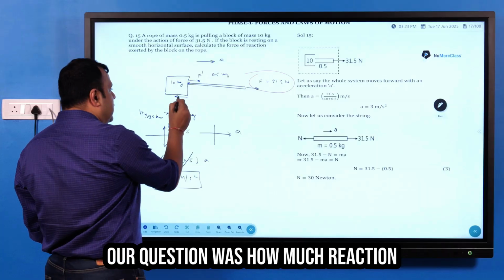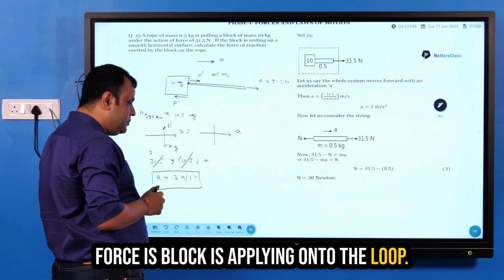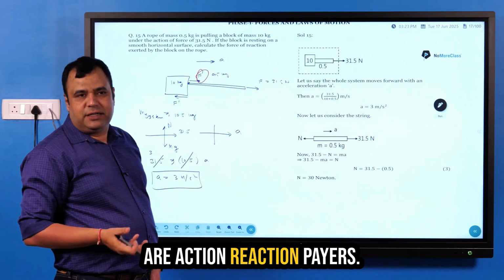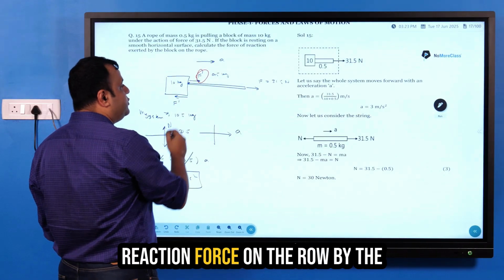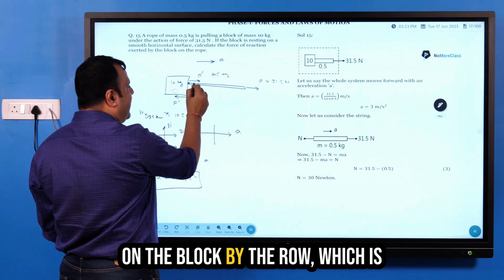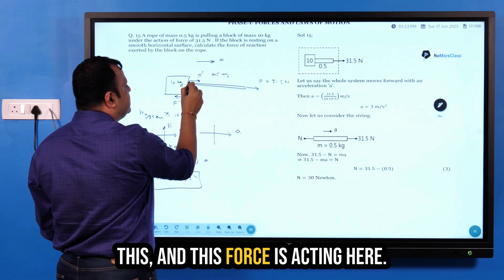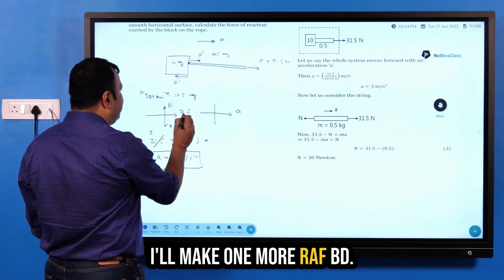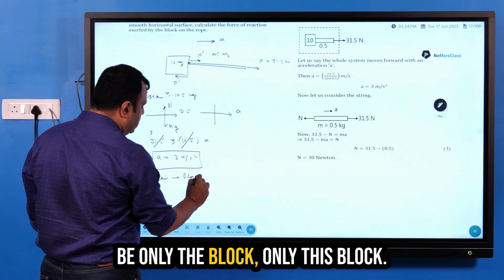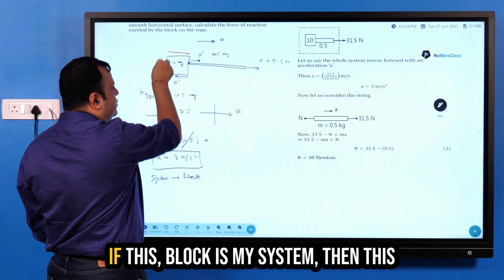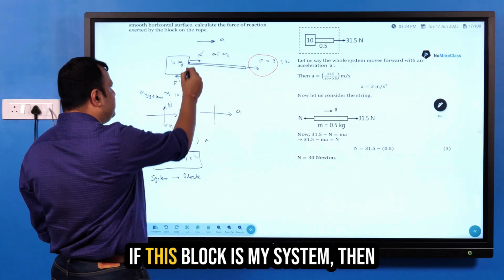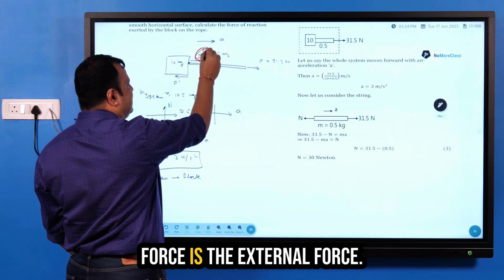Our question was how much reaction force this block is applying onto the rope. So in place of calculating this F dash, I'll calculate the other F dash, because ultimately they are action-reaction pairs. In place of calculating the reaction force on the rope by the block, I'll calculate the force on the block by the rope. I'll make one more FBD, and this time my system is going to be only the block. If this block is my system, then this force is not acting on the system. It is outside. On the boundary, only this force is the external force.